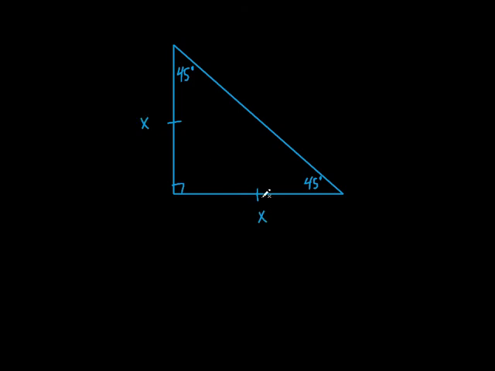So let's say I call this x and I call this x. Let's find out, we'll call this h. Why did I use h? That's a weird thing to use. Why would I use h? Hypotenuse, good. So we'll use h for hypotenuse.